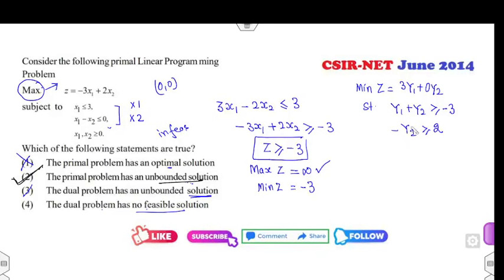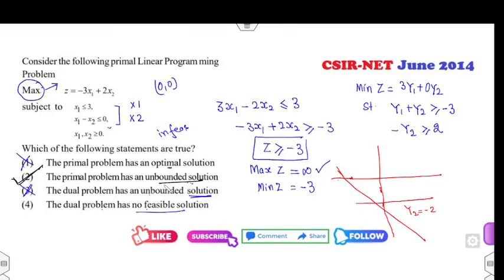So clearly it has a solution, so it has an unbounded solution. The dual problem is the wrong solution. The dual problem has no feasible solution. So clearly, it has no feasible solution. Why? Because you can see y2 is equal to minus 2. This is the line of y2 equal to minus 2, and y1 + y2 is equal to -3. So that means this is the reason.